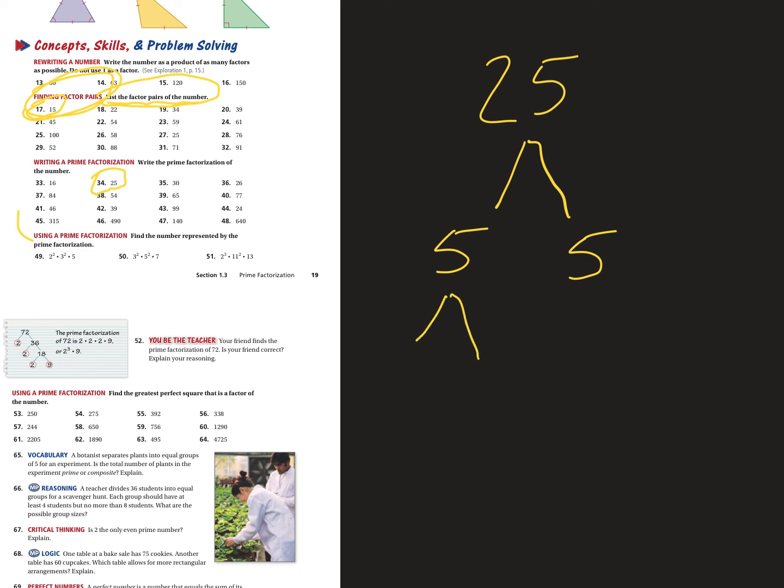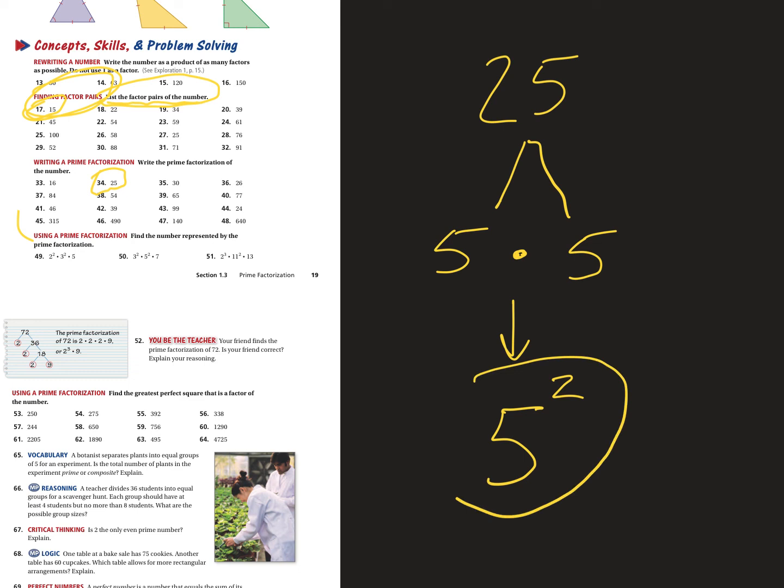And I asked myself, can I come up with any two numbers other than 1 to get to 5? And this is whole numbers, okay? We're not using decimals or fractions. You'll notice that the only two numbers involve a 1, which means we're not going to write it. So we stop right there. That means 5 times 5 is our prime factorization, and I want you to write that with an exponent. 5 is the base, and it comes up 2 times, so 5 to the power of 2 is my answer to number 34.